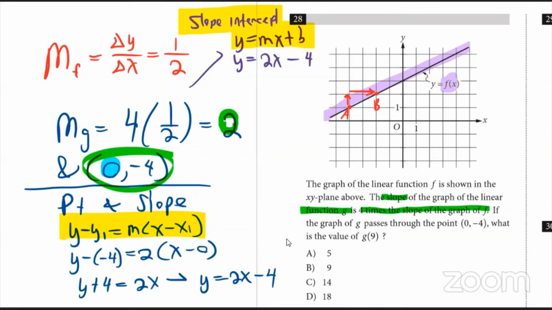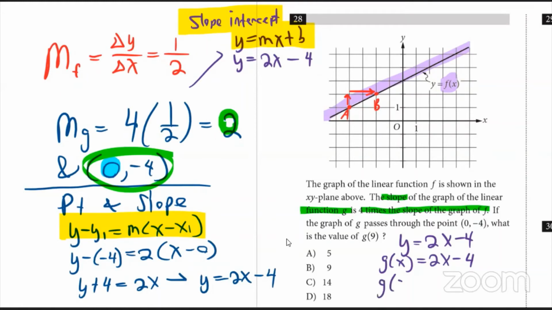In any case, we now know that the equation of the line is y equals 2x minus 4. And that's our g of x if we want to be a little fancy, because y and f of x or g of x, they're all the same thing. But g of x gives you a way to write it that points to the idea that we're going to be plugging in x values.